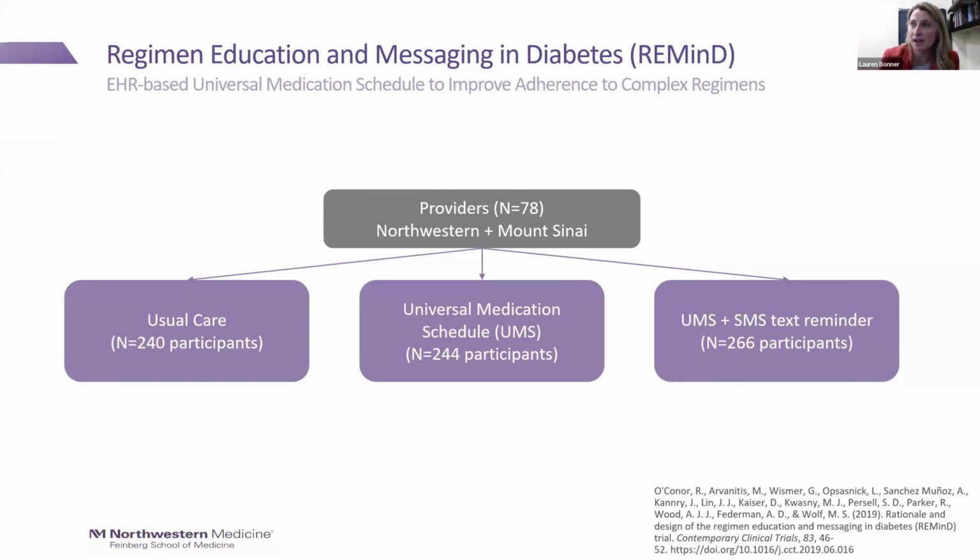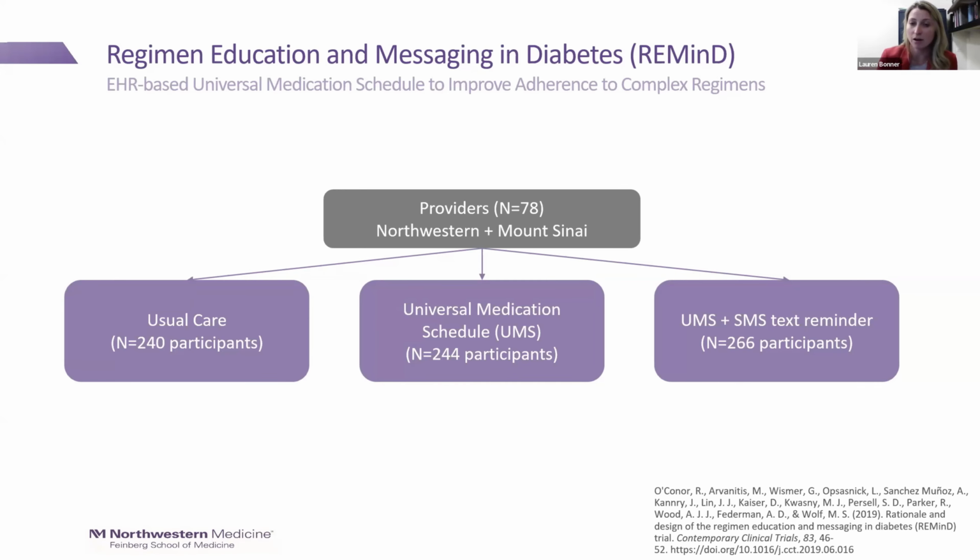The REMIND trial was designed to help patients with type 2 diabetes who are also managing other chronic conditions, to help them improve adherence and better manage complex multi-drug regimens. The goal was to provide regimen information, guidance, as well as reminders. This was a cluster randomized trial design where providers at 2 locations were randomized to one of 3 arms.